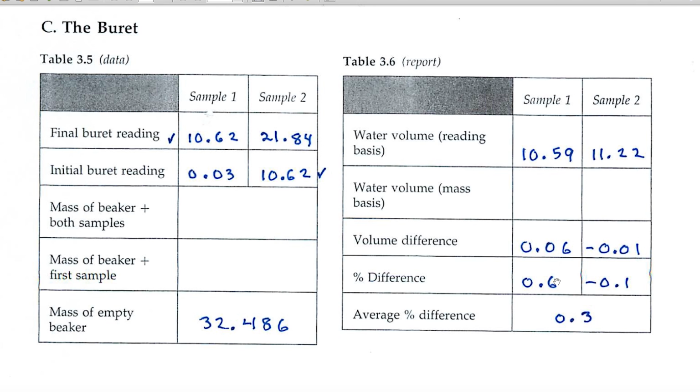And now the percent differences, we'd move the decimal 1 place to the left, so we'd get 0.6 and 0.1, retaining the negative sign. To get the average percent difference, I'd add these 2 numbers together. A minus 0.1 would make this 0.5. And then if I divided 0.5 by 2, I'd get 0.25. And following the rules for significant figures, we just want 1 significant figure. So I'd round the 0.25 up and get 0.3.